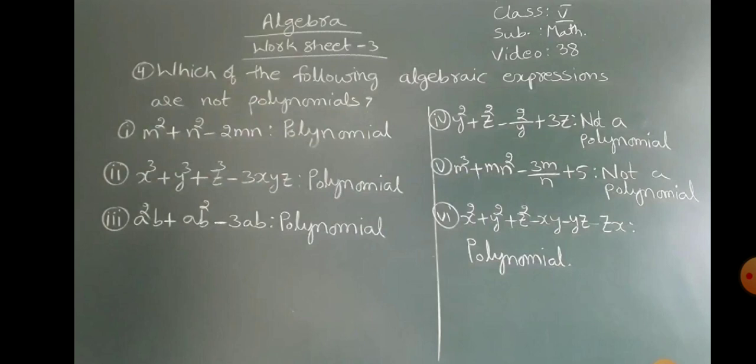And the last expression, x square y square z square xy yz zx. In all these terms, the powers of variables are whole numbers. That's why this algebraic expression is also a polynomial. Okay, so as of now we have seen which are polynomials and which are not. Now let us see the next question.